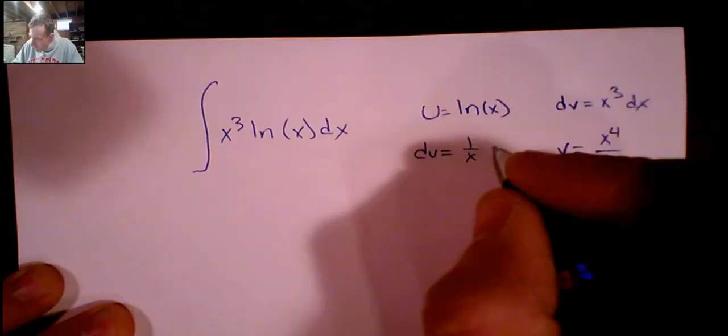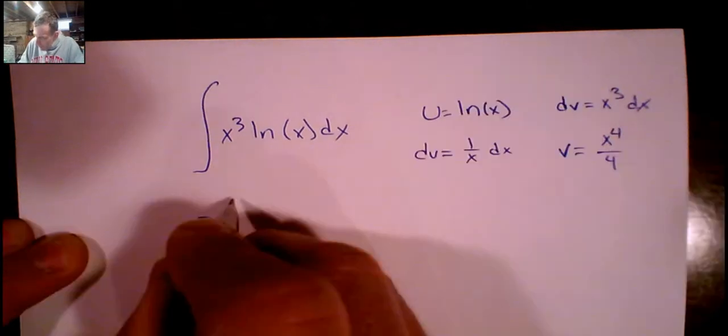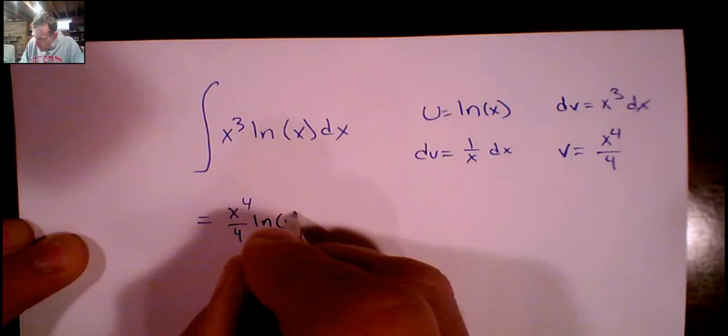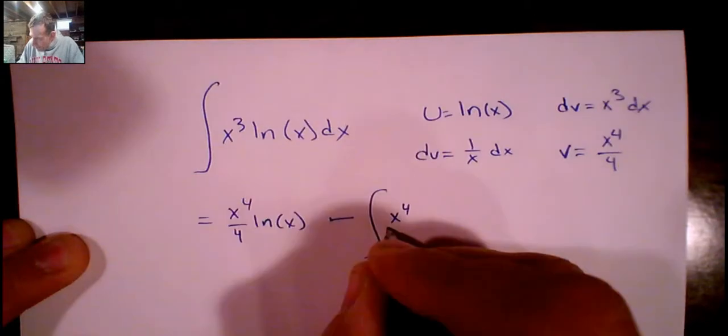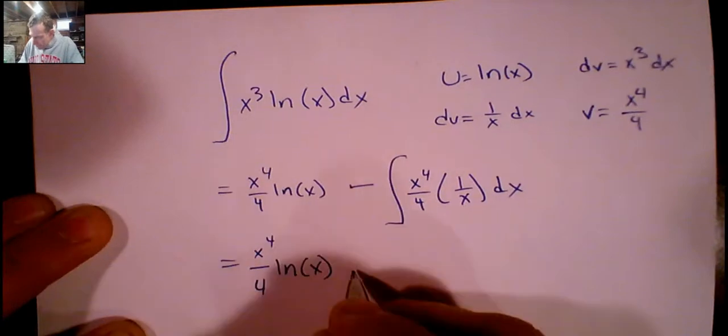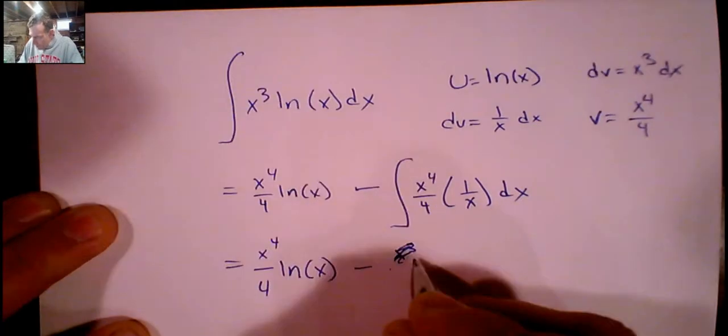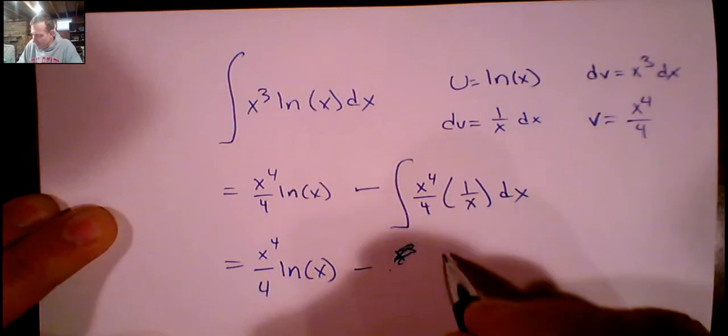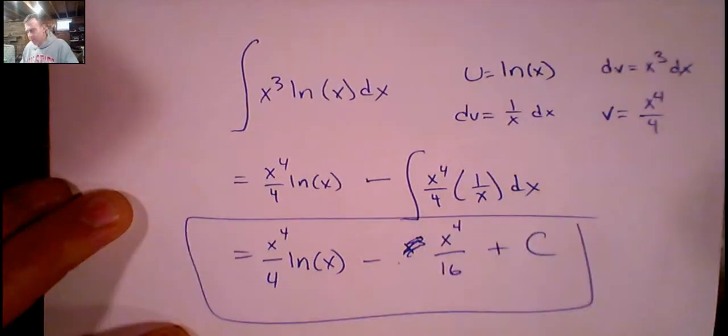And let's plug this in. u times v is x to the fourth over 4 times natural log of x, minus the integral of v du. This is so easy, it's embarrassing for me to do it for you, but I'm going to. And then this is going to be x cubed over 4. When you integrate x cubed over 4, you get x to the fourth over 16. There we go. Check it with Wolfram Alpha.